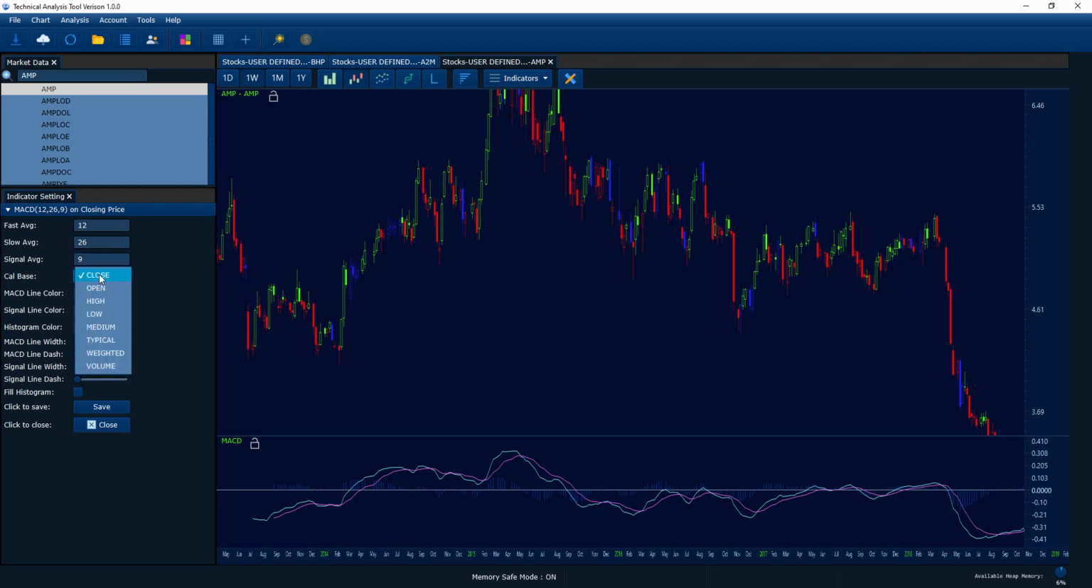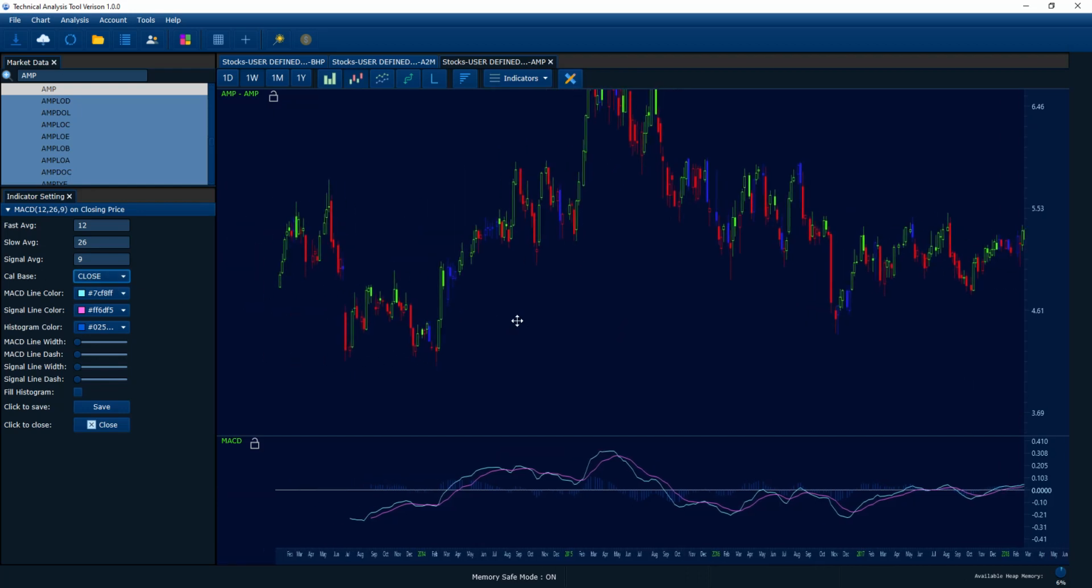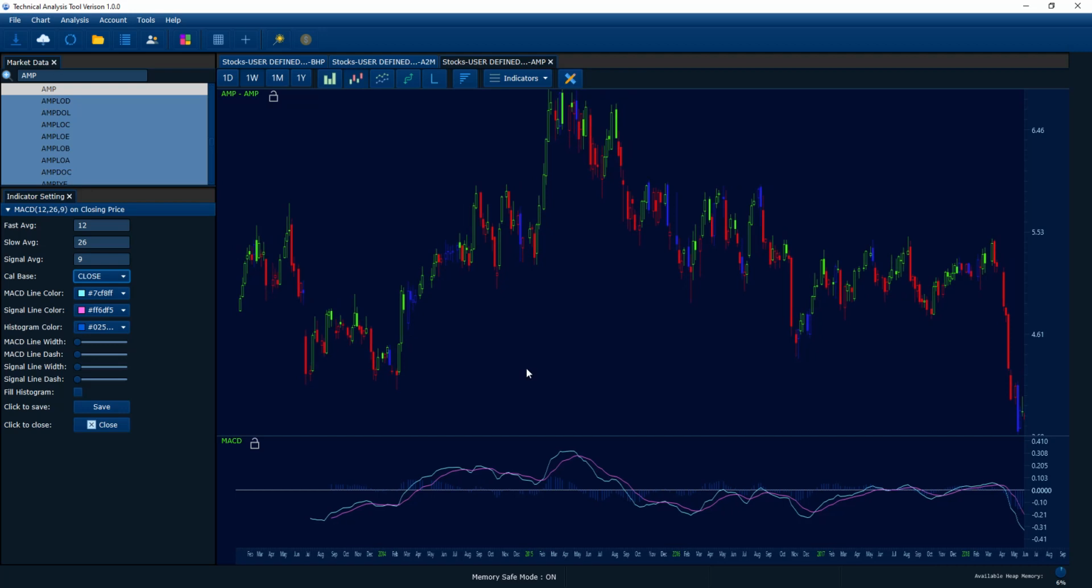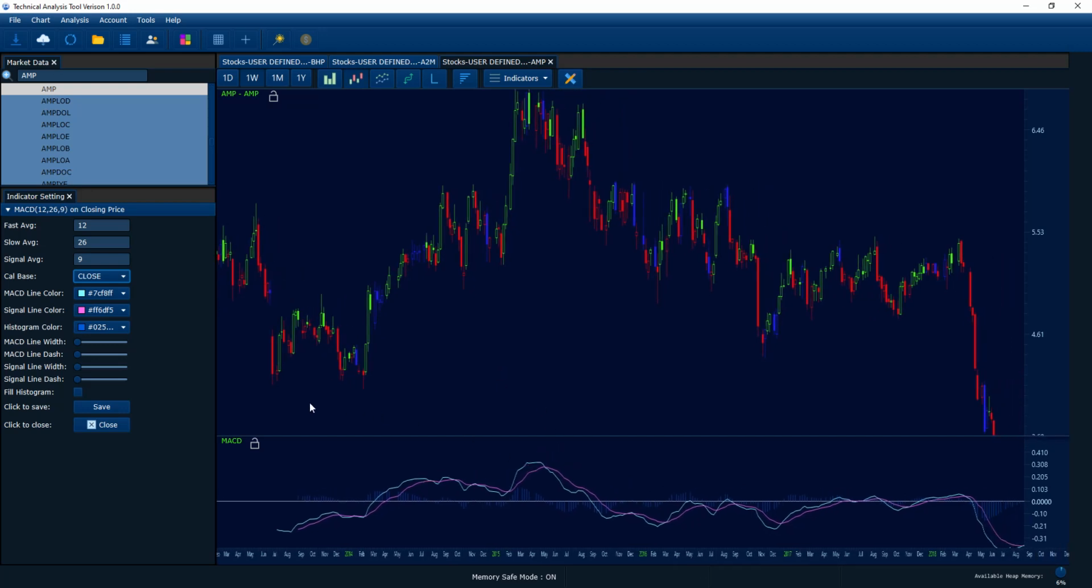Next one is the close, the calculation base. What that means is you can configure what type of price to calculate the moving average. The default is we are using the closing price to calculate the fast and slow EMA, but you can change it to something else, for example, low price as well. You can see slight changes, but by default we're using the closing price. The closing price as default is very important.